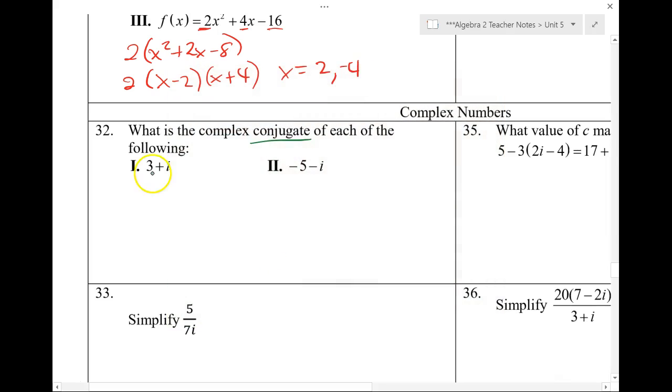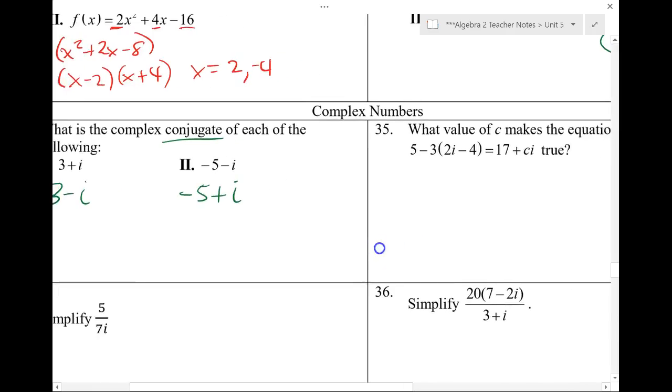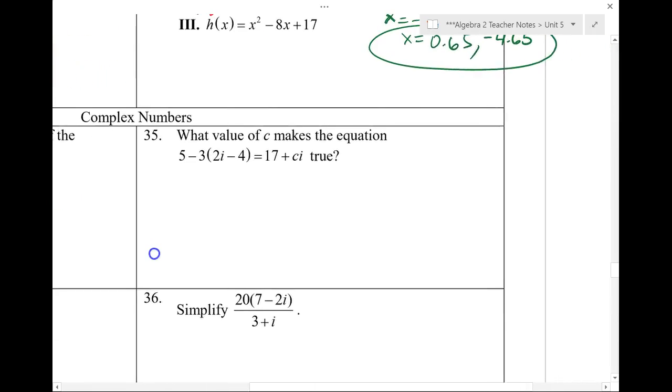Going back to this, what's the conjugate of 3 plus i? Well, it's simply 3 minus i. Conjugate of negative 5 minus i? Simply negative 5 plus i. And that's it. Okay, and we're going to use those in a minute to solve our equations as well. So now, let's go over here.